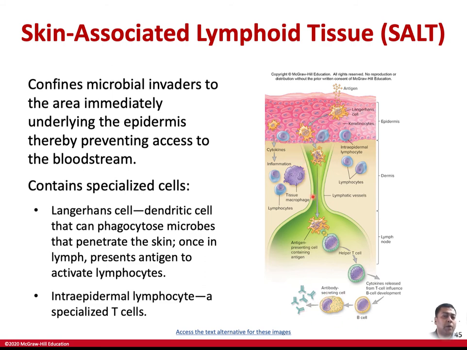But up to this point, it is the part of the SALT, or the skin-associated lymphoid tissue, where the presentation of this antigen to the T cells happens. Up to that point, it is your innate immunity. After that, the adaptive immunity takes place.